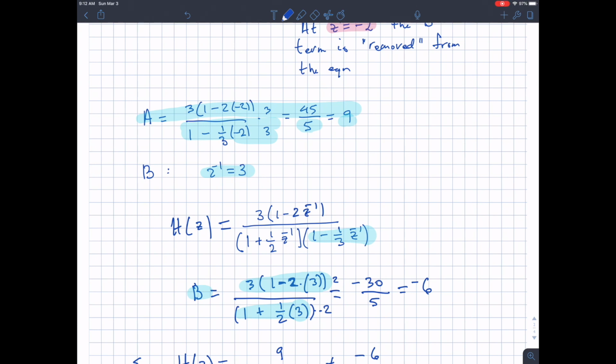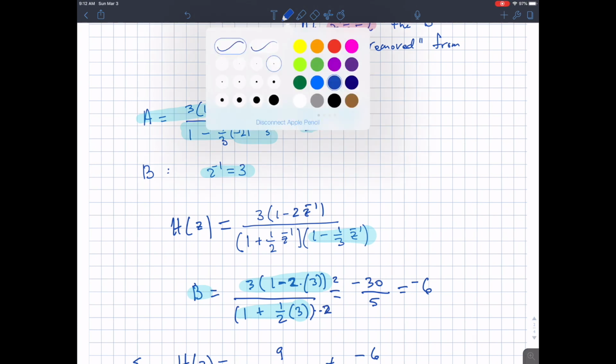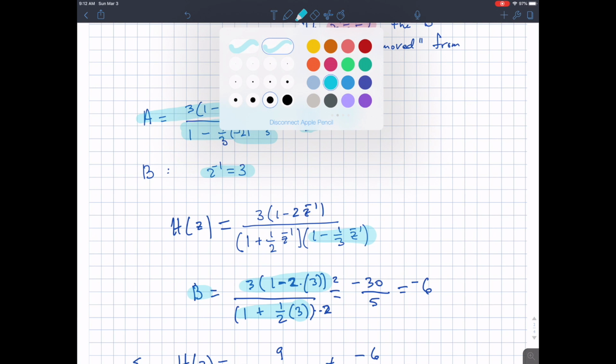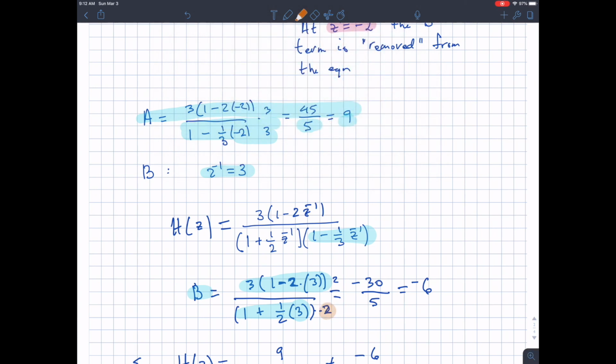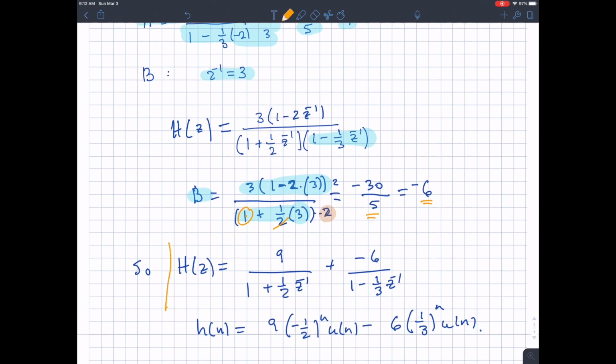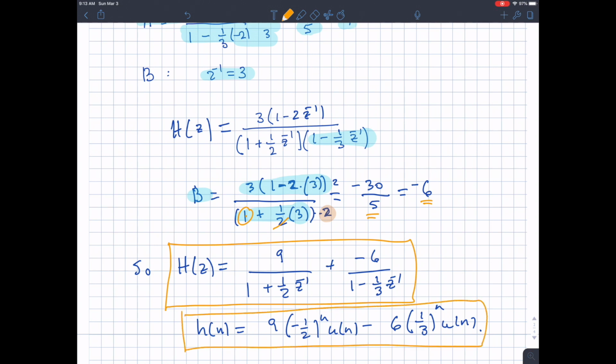When I do that, this 2 distributes across, and so when I look at this term, this 2 cancels, so I'd have 2 plus 3, and on the bottom I get 5. So that's just a mental trick that I use to clear those fractions. All right, so you end up with the terms for a and b, which gives us h of z, and lets us write the final expression for the impulse response.